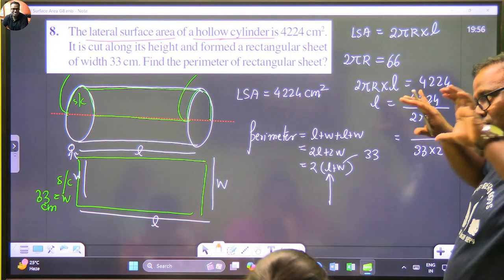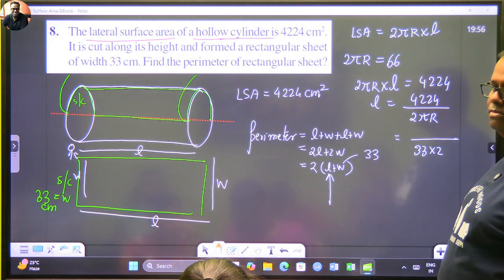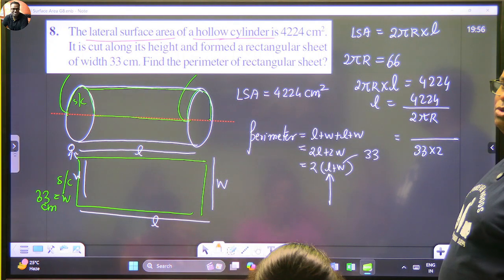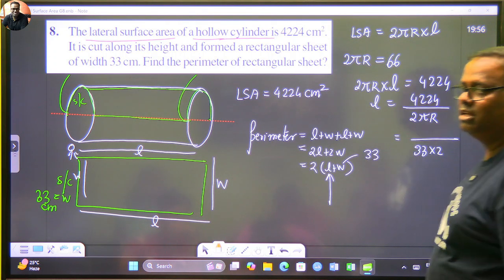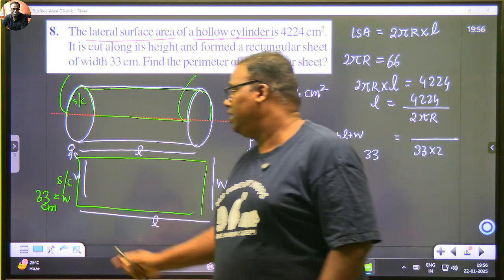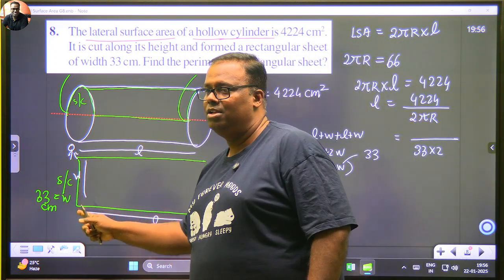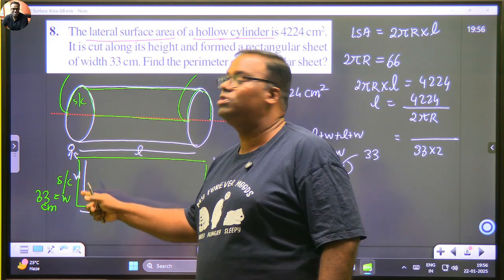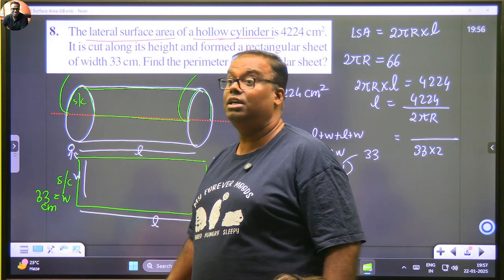If you cut it along the length, then you actually form, have you understood? You form a rectangle. हाँ, rectangle का sheet बनता है. So rectangle sheet, they have told you that the width is 33. Before you stated it, what was this width? This width was this semi-circumference, na? 33.